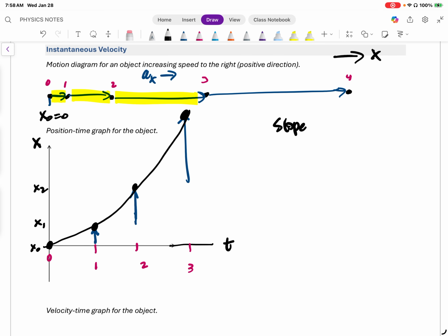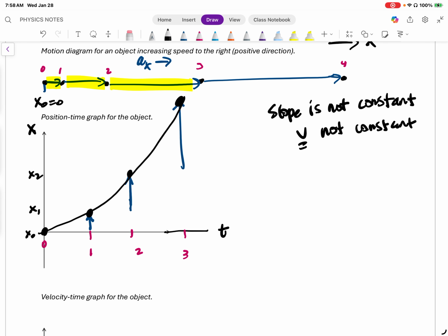If our slope is not constant, and we remember that slope is velocity, that means v is not constant, right? We already know that from this motion diagram, but sometimes we'll be working with a case where we don't have the motion diagram and we're just analyzing the position-time graph. So we want to be able to look at that graph and recognize immediately that if the slope is not constant, then our velocity is not constant. If we think about our velocity as presented on this graph, I can still think about an average velocity, right?